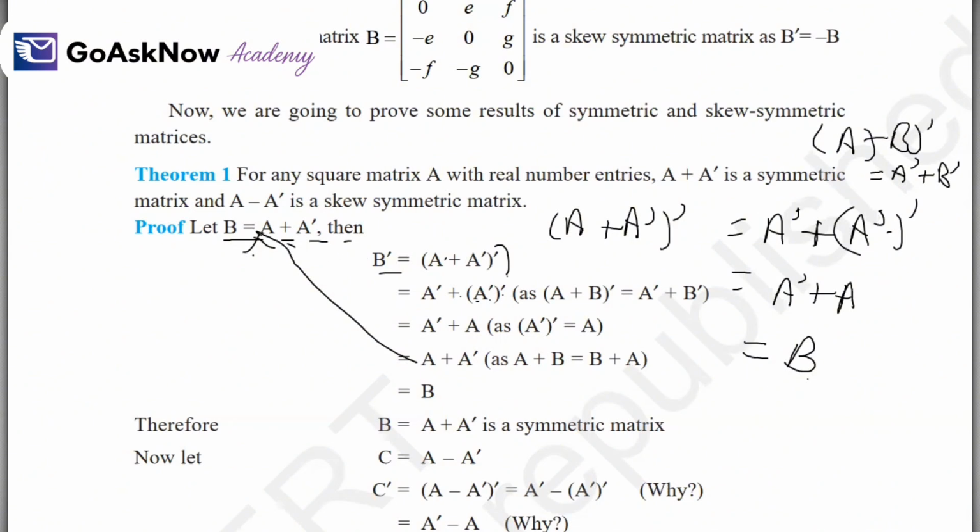Now, similarly, you can prove that A minus A dash is a skew symmetric matrix. We just have to apply this property again and you will get the result. I hope that you can find out that property and the proof of that also. So yeah, let's move forward and see what is the next property or next theorem.